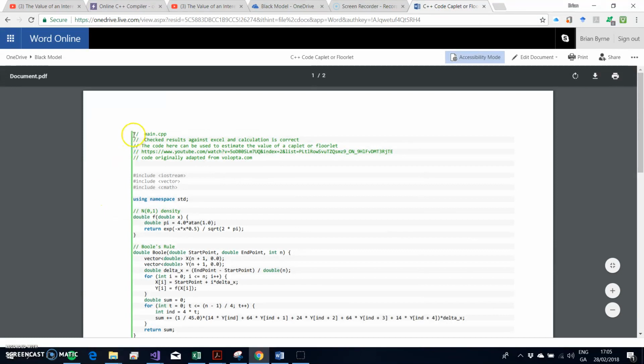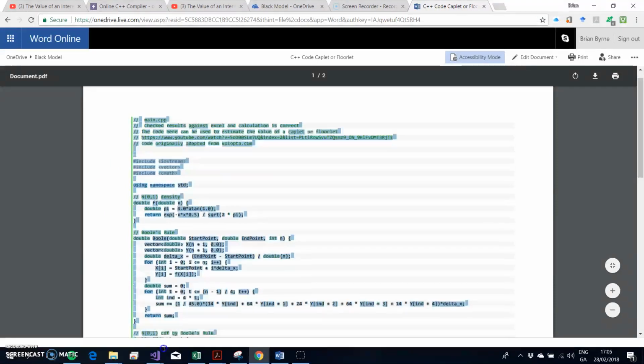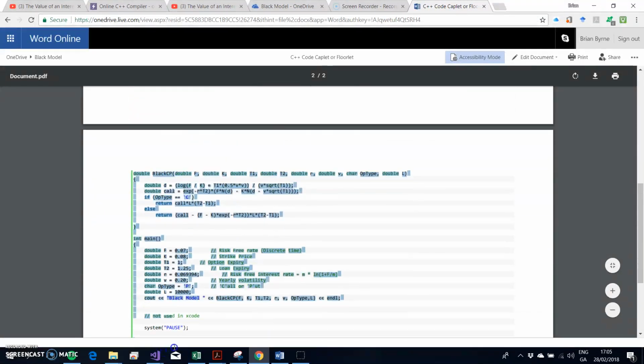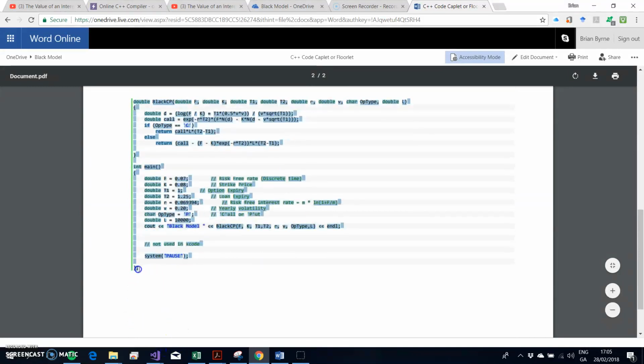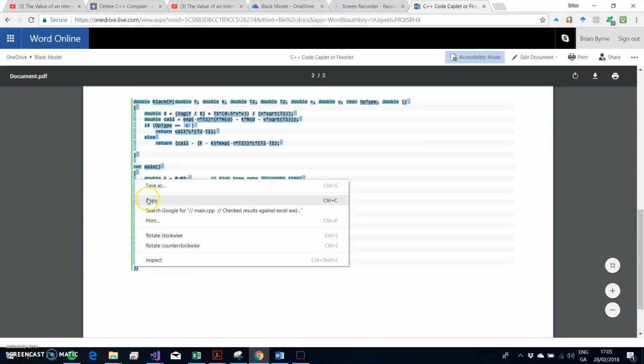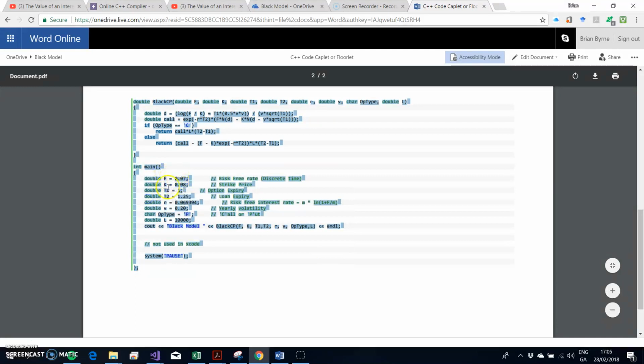I have a segment of code which I will leave a link to beneath the video, and we have the same figures as identified in the question. We have f equal to 7%, k equal to 8%. The option will expire after 1 year. The period of the loan is between T1 and T2, so the loan expires after 1.25 years or 1 year 3 months.